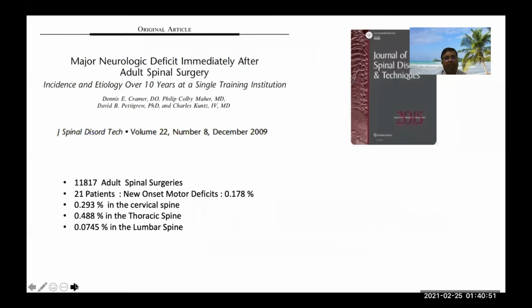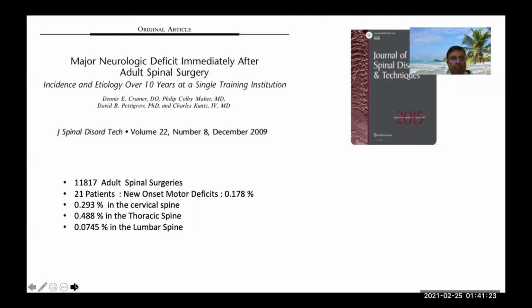Now, this is an interesting review from a single center where the incidence of neurological complications over 10 years was studied. This is published in the JSDT, where 11,817 adult spine surgeries were reviewed, in which 21 patients had a neurodeficit, a very minor incidence of 0.178%. Mind you, this is from a spinal institute with a training center where probably expert surgeons are operating. So it's a very, very low incidence.